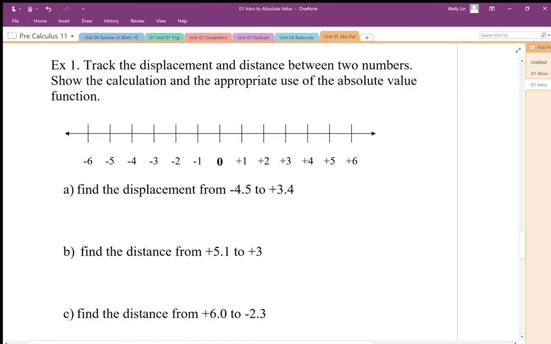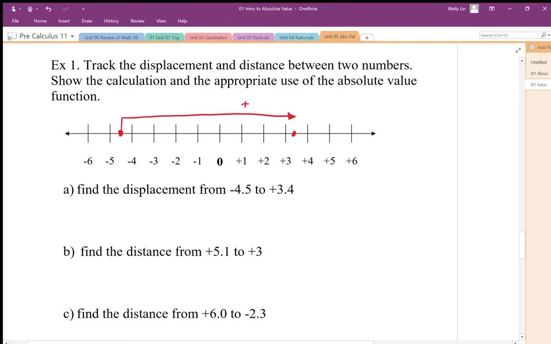So we want to find the displacement starting at negative 4.5, which is right here, to positive 3.4, which is about here. Okay, so we're going to go in this direction. Okay, so that's a positive displacement.